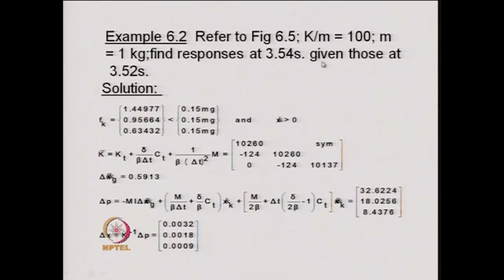Therefore, none of the columns has yielded. X dot is given as greater than 0. Therefore, it is in an elastic state, and it is increasing in the elastic state. The k bar matrix is given by this, and finding out the value of Kt, since none of the columns has yielded, one can construct the K matrix, and this K matrix is given over here.